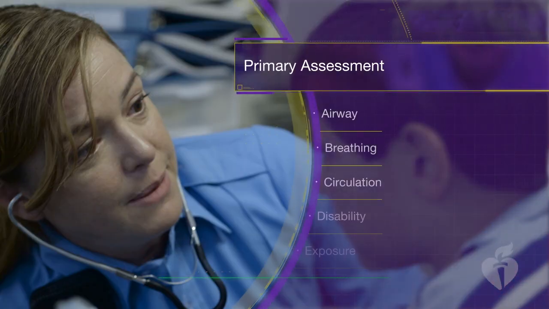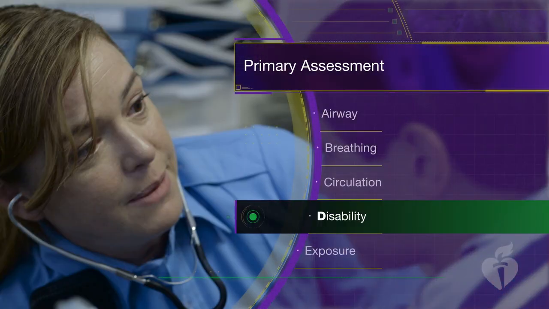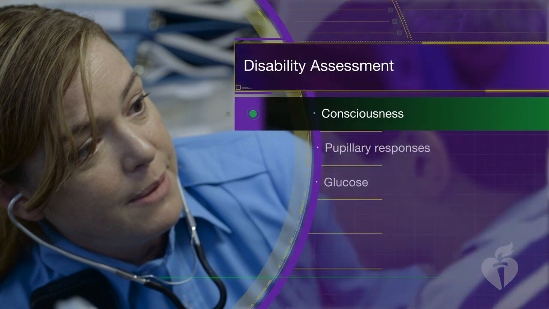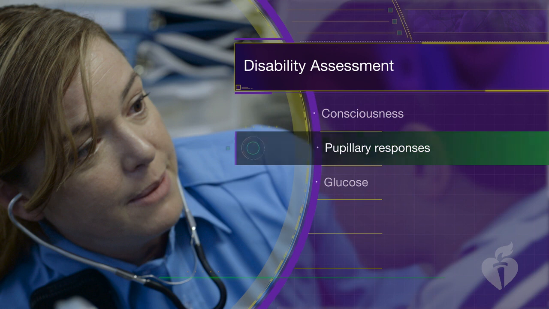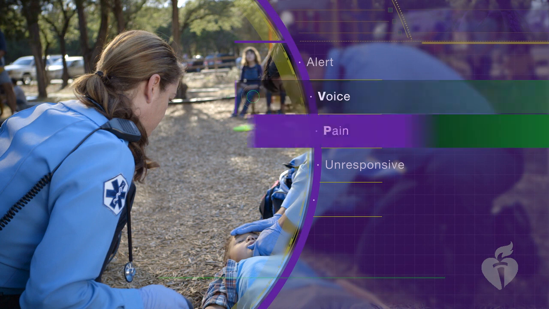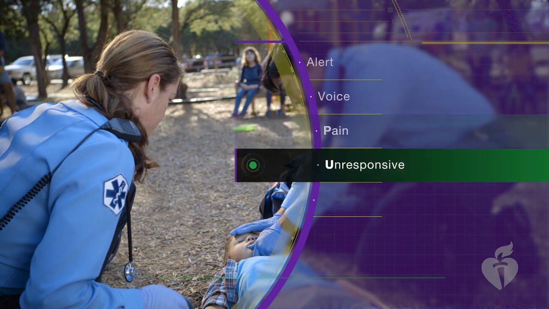Now that we've discussed circulation, let's move on to the next step of the primary assessment, disability. This entails assessing the child's level of consciousness, pupillary responses, and glucose. To assess a child's level of consciousness, we use the AVPU Pediatric Response Scale. This is a mnemonic you can refer to when assessing a child's level of alertness and response to stimuli. Is the child alert, responsive to voice, only responsive to pain, or unresponsive?